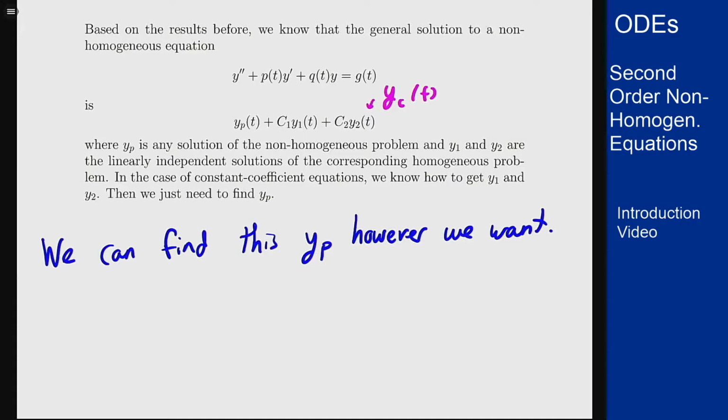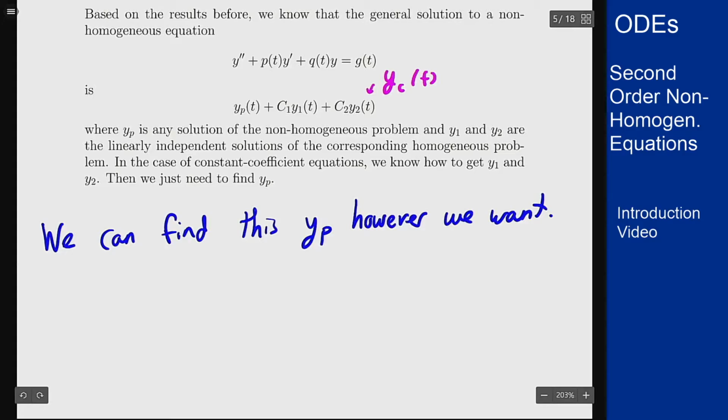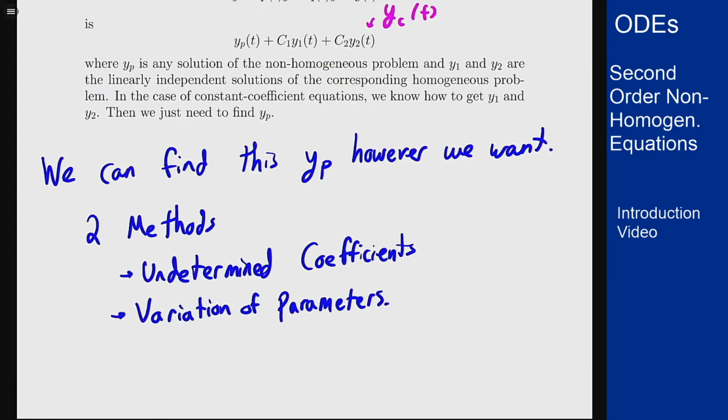So there's two main methods. There's undetermined coefficients and variation of parameters, which are two ways to try to get to this yp. And we'll talk about the first of those here. Undetermined coefficients is a little bit simpler, but it only works in certain cases, whereas variation of parameters is more complicated, but works no matter what. And that's sort of the trade-off between these two different methods.